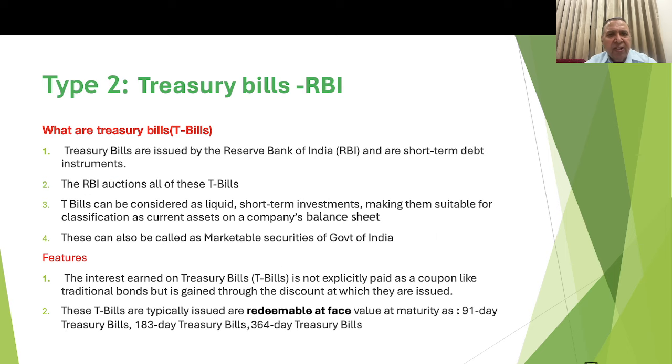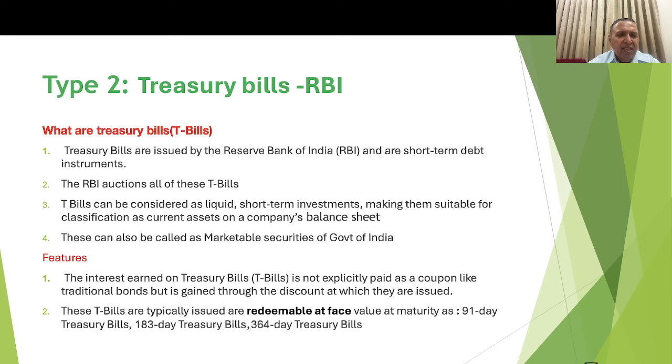Now let's talk about the treasury bills, or called T-bills. Treasury bills are issued by the RBI in India and are short-term debt instruments. RBI auctions all these T-bills. T-bills can be considered as liquid short-term investments because they are suitable for classification as current assets on a company's balance sheet. These can also be called marketable securities of the Government of India.